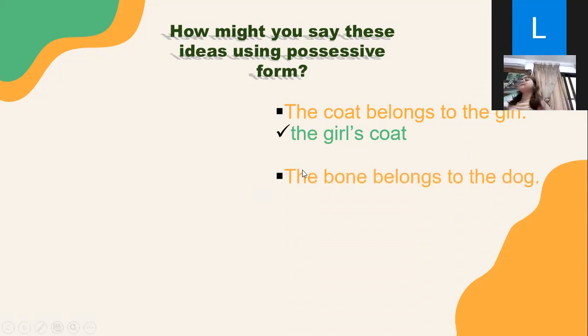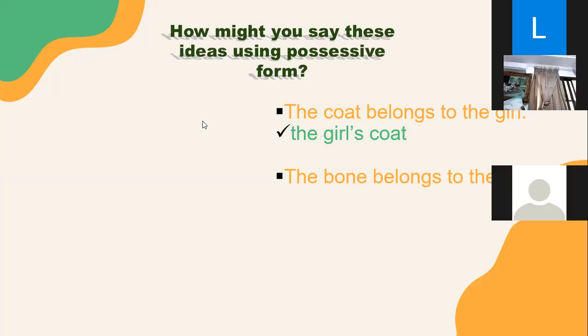Another example, let's say the bone belongs to the dog. So the dog is the owner. Who would like to try? Hassan? Would you like to try and tell us how to form it? I want to say it in the possessives. The bone's dog? Who is the owner? The dog. The dog's bone. Excellent. The dog's bone. Bravo. I start with the owner, the dog's bone.